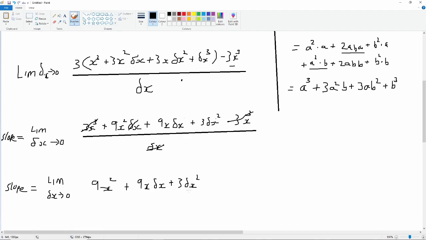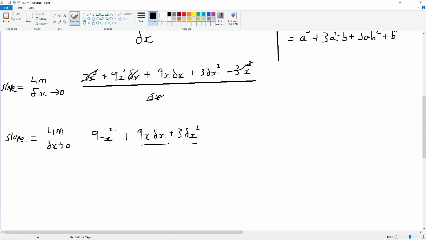Now, as delta x gets closer and closer to 0, so these terms will get closer and closer to 0, because anything times 0 is 0. So if you multiply something by a very, very tiny number, then you've got a very, very tiny bit of that thing. So these terms become less and less significant, to the point where they're so very small that they're not even worth considering, which means we can say that the slope is equal to 9x squared, because all the other terms get infinitesimally close to 0 to the point where we just don't need to consider them anymore.